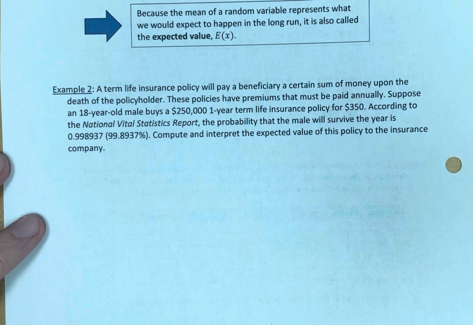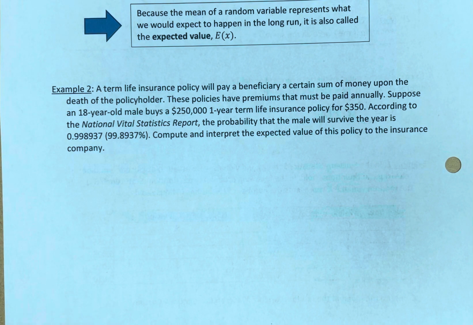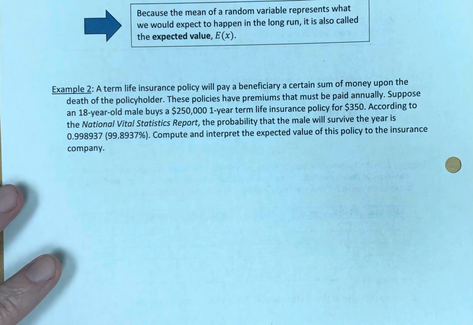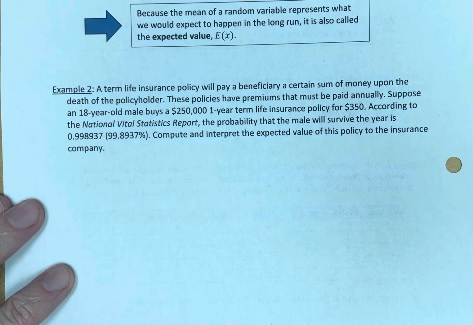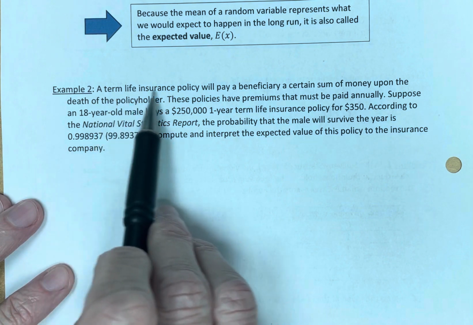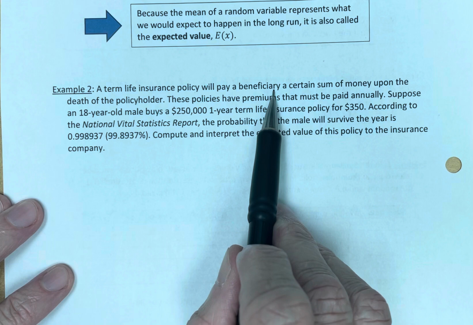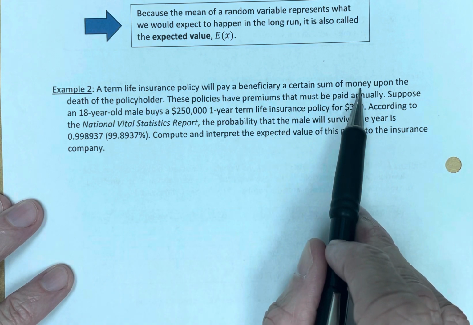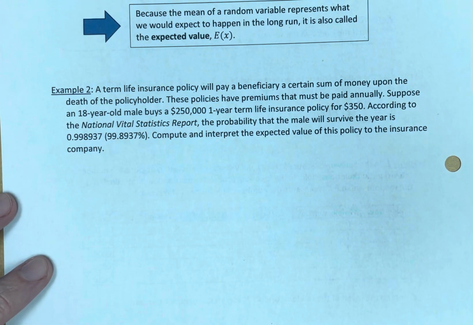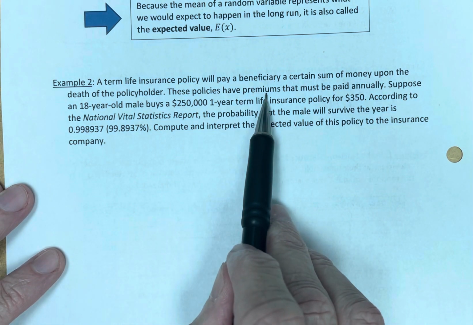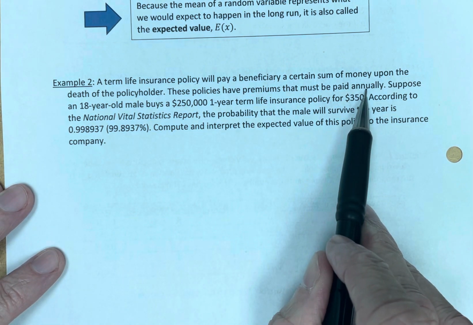And they can often use this to make predictions, to figure out what they expect to happen. So here's a real life example. A term life insurance policy will pay a beneficiary a certain sum of money upon the death of the policyholder. These policies have premiums that must be paid annually.